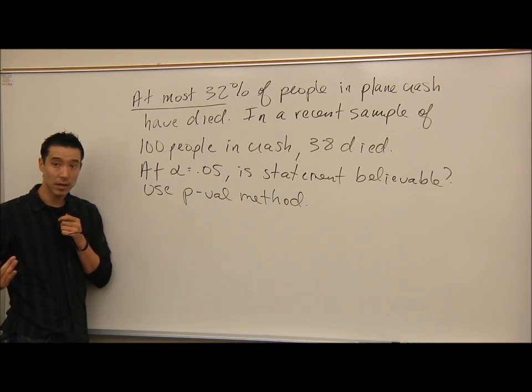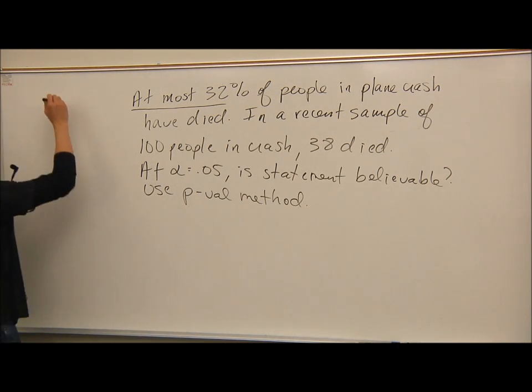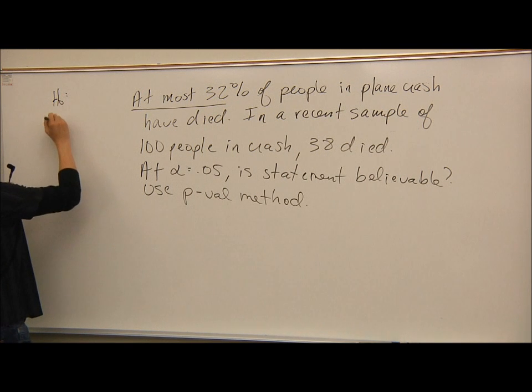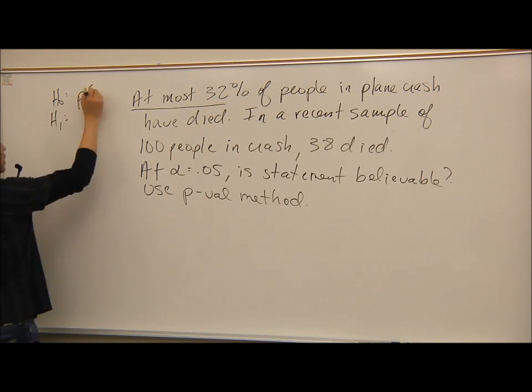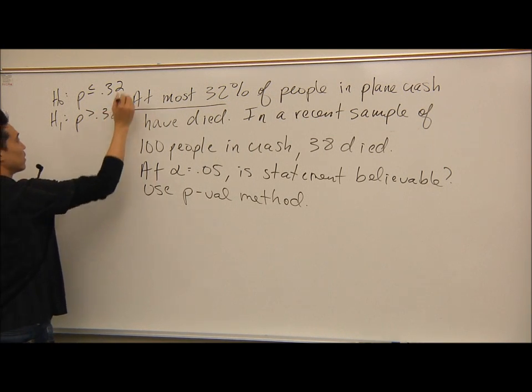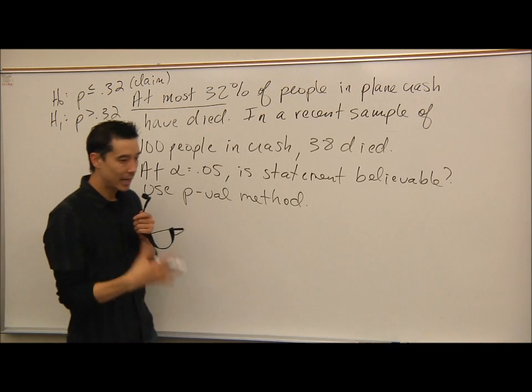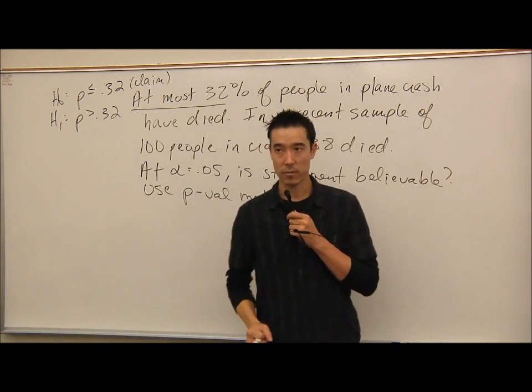If there's an equal sign, where does it have to go? H0. So that is an H0. All right, so we have H0, H1. P is less than or equal to 0.32. P is greater than 0.32. This is the claim of the study. It has to go into H0 because there's an equal sign with at most.